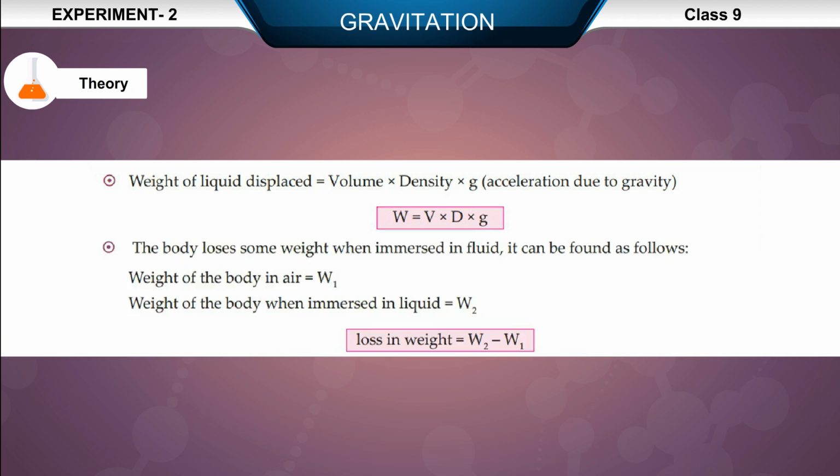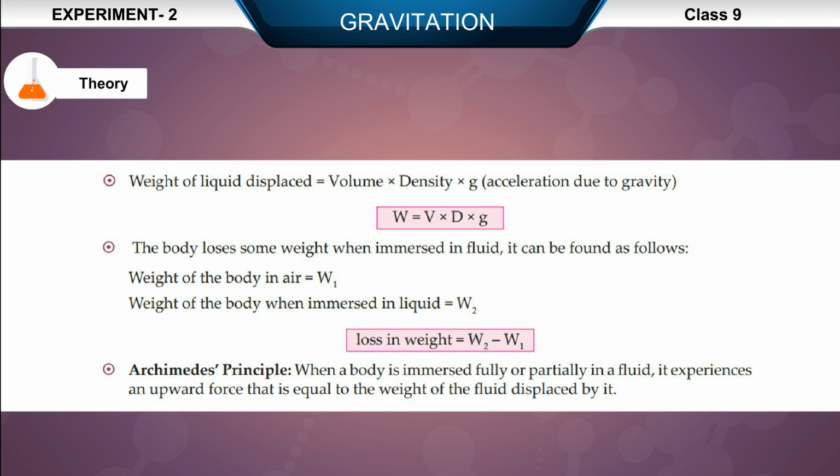The body loses some weight when immersed in fluid. It can be found as follows. Weight of the body in air is equal to W1. Weight of the body when immersed in liquid is equal to W2. Loss in weight is equal to W1 minus W2. Archimedes' principle: when a body is immersed fully or partially in a fluid, it experiences an upward force that is equal to the weight of the fluid displaced by it.